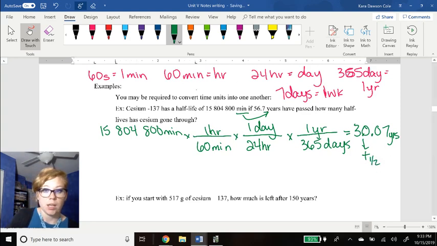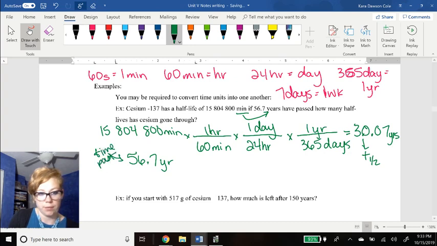Okay. So if I have 56.7 years, this is the time passed, and I'm going to divide that by the 30.07 years. That's going to give me my n, which is my number of half-lives.